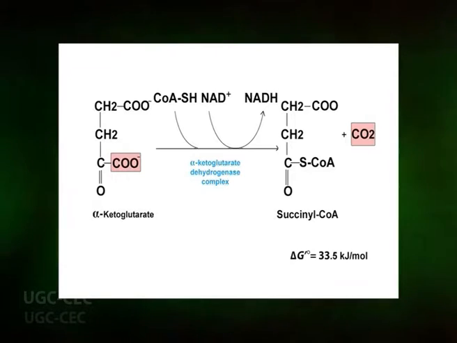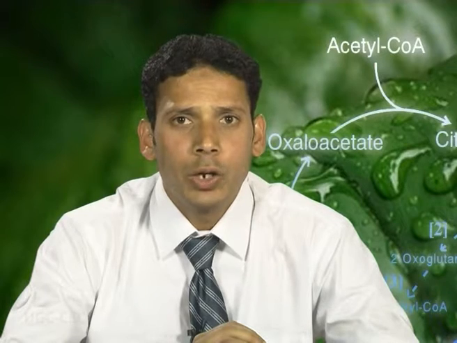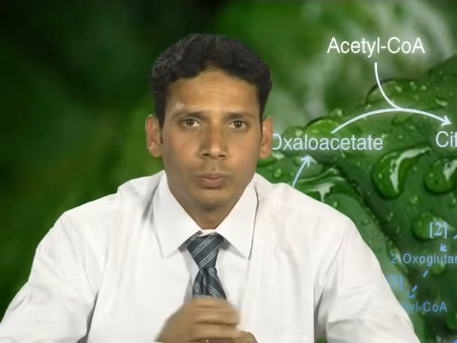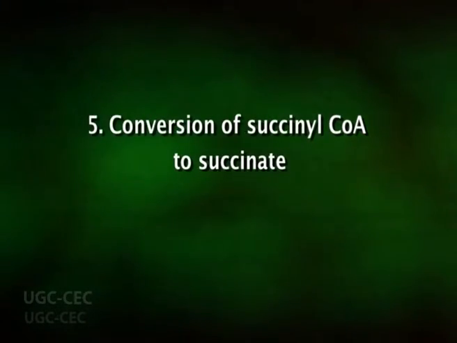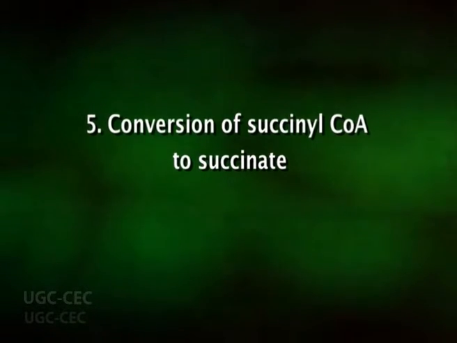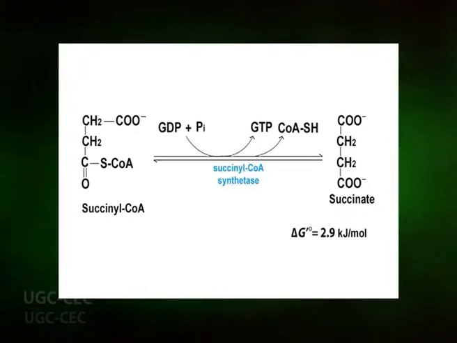This is the reaction where alpha-ketoglutarate gives succinyl coenzyme A and carbon dioxide. Again, NAD+ gets reduced to NADH. Step 5, conversion of succinyl coenzyme A to succinate. Succinyl coenzyme A, like acetyl coenzyme A, has strong negative free energy of hydrolysis of its thioester bond.